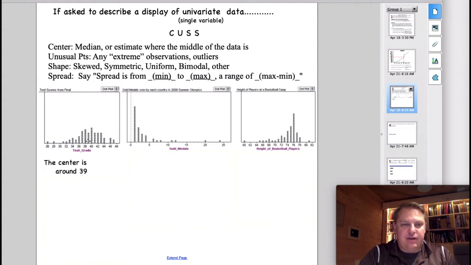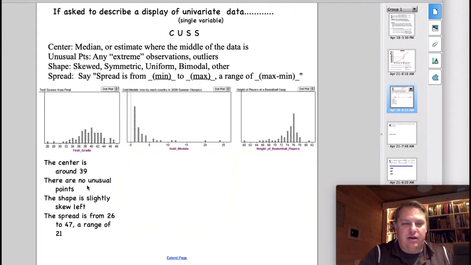For this graph, I would say the center is around 39. I'm just kind of eyeballing that, but that's roughly where it seems. If you were relatively close, that would be fine. For this particular one, I would say there are no unusual points. These ones are kind of drifting out here, but they're not so far away. This shape on this one is, to be honest, really tough. I think if you said it's roughly symmetric, you could even say roughly symmetric except for a couple points, that would be okay. I think maybe slightly skew left.